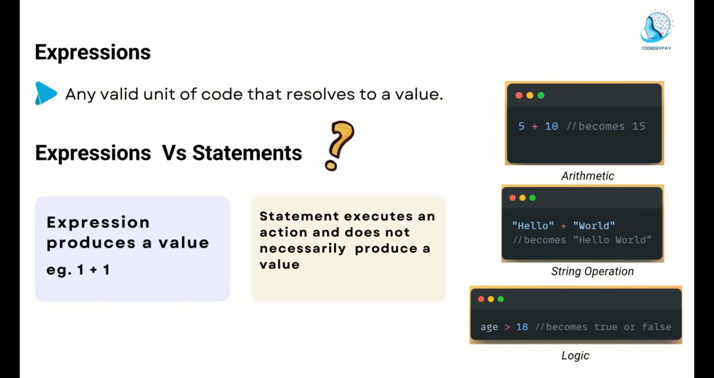Let's look at the difference between expression and statement. While an expression produces a value, such as 1 plus 1, which is 2, statements execute action. So with the example that we looked at, console.log, its function is to display messages in the console log.